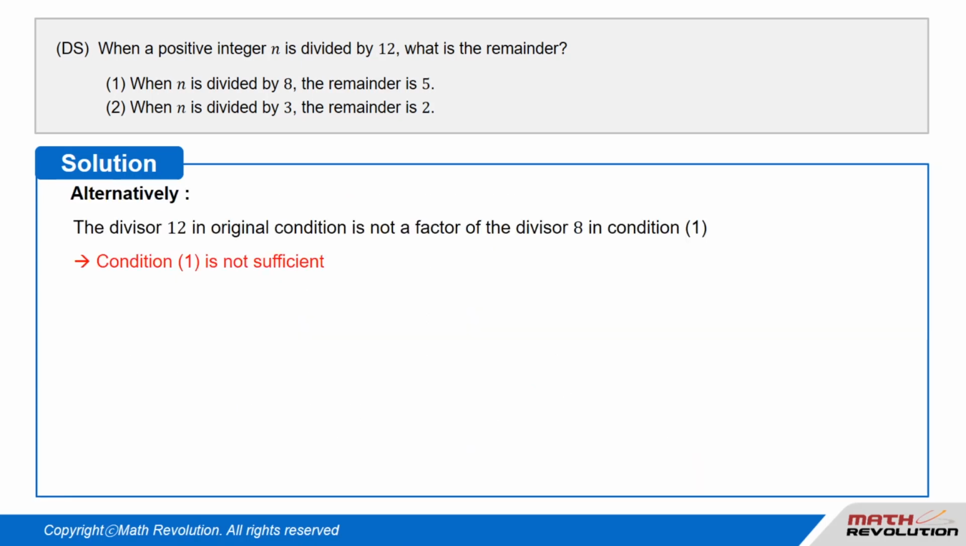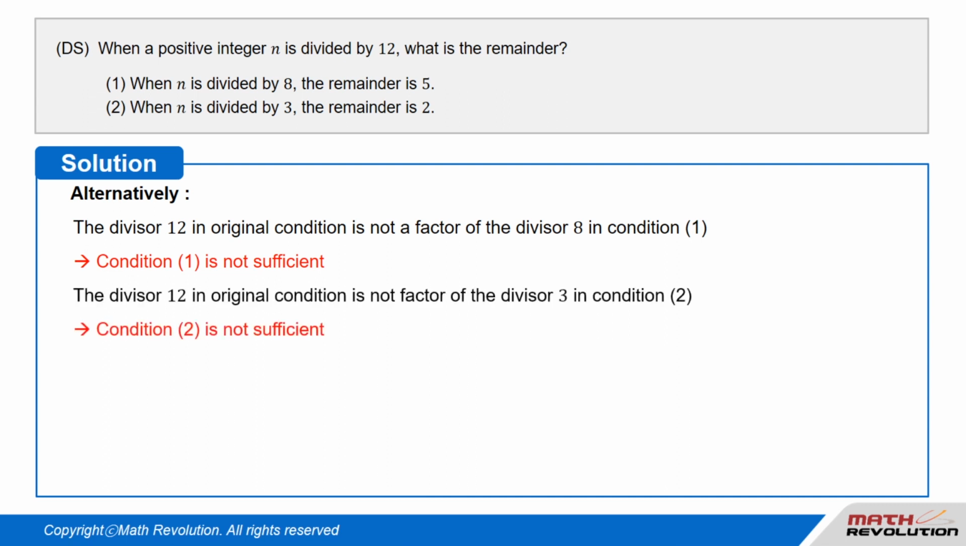Now, let us look at another way to solve this question. Below is the shortcut to solve the question really fast. It is great, so memorize this. The divisor in the original condition is 12, and the divisor in condition 1 is 8. Since the divisor 12 in the original condition is not a factor of the divisor 8, condition 1 is not sufficient. Also, the divisor 12 in the original condition is not a factor of the divisor 3 in condition 2, so condition 2 is also not sufficient.